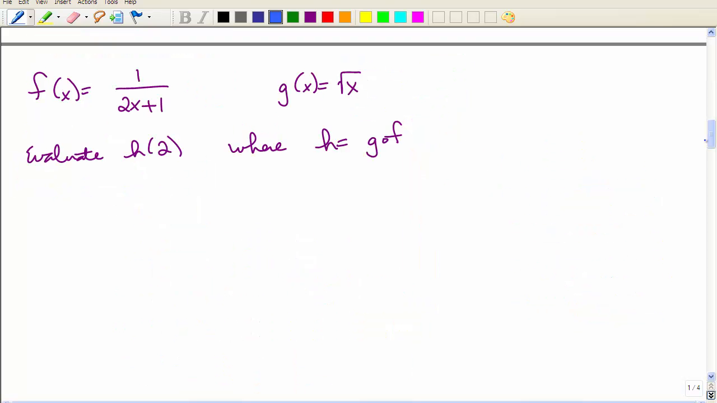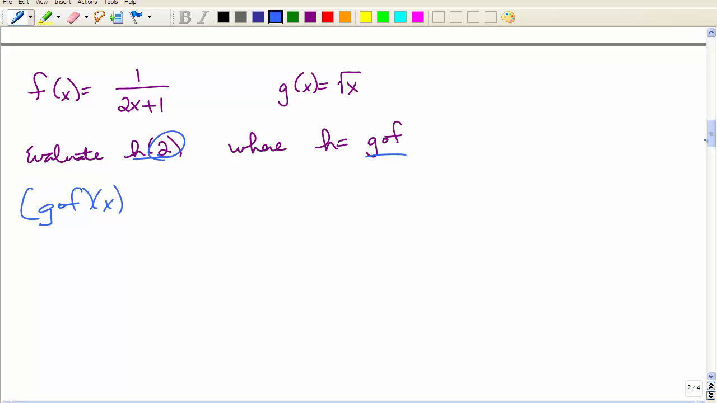And so this example says to go a little bit further. It says now we're going to evaluate h of 2. Well, where the heck did this h come from? H is now being defined as the composition function of g of f of x. There's a couple of different ways to do this. I am going to go ahead and find out what g of f of x is in general, and then I can plug in any number I want.